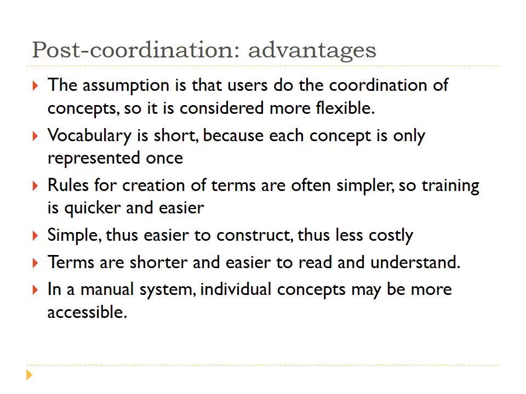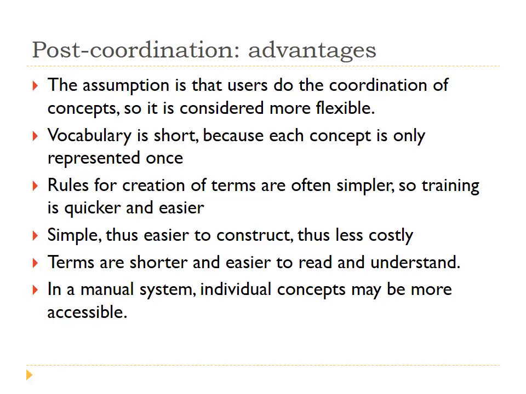So let's shift to talking about our post-coordinate vocabularies and some advantages of those. They're generally considered to be more flexible because the assumption is that users are going to do most of the work, and they can mix and match, like Lego bricks, all of these different terms when they're formulating their queries. You don't have the same kind of vocabulary bloat because each concept is represented only once, and it's on the user to combine that concept with other concepts. That also means rules for creating terms can be simpler. So you don't need as much training, there's less room for error, it's easier to construct, it costs less money, it takes less time, perhaps, for people to implement.